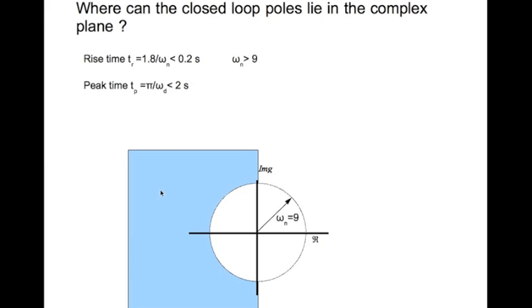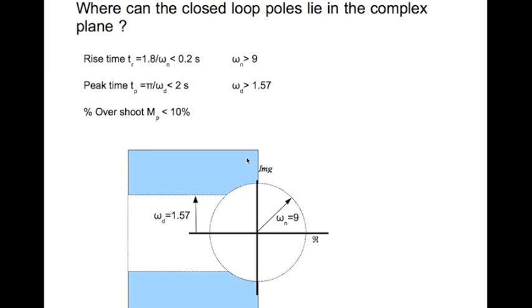Let's say in addition to that I have peak time should be less than 2 seconds. That gives me the condition that my damped natural frequency should be greater than 1.57. What does that mean? Damped natural frequency is the distance from the real axis. So you draw a line omega d equal to 1.57 and nothing can lie inside this band. Again we carve out this region, so the only valid region is this blue region that's left here.